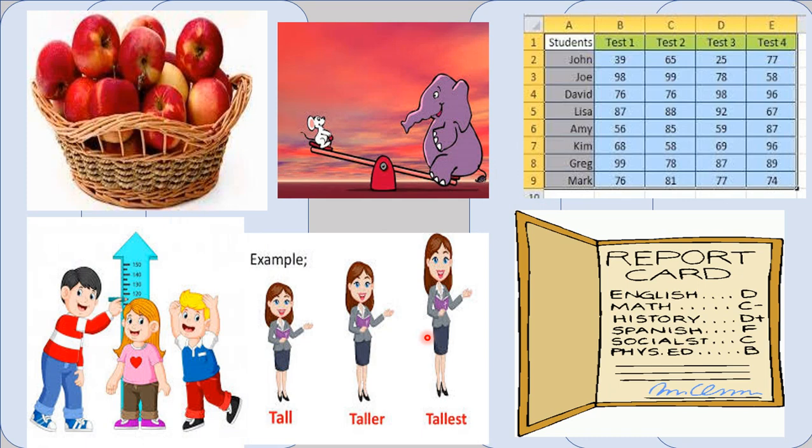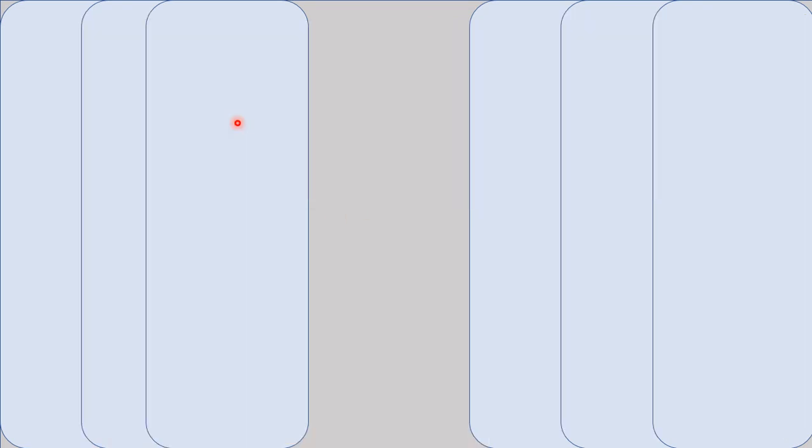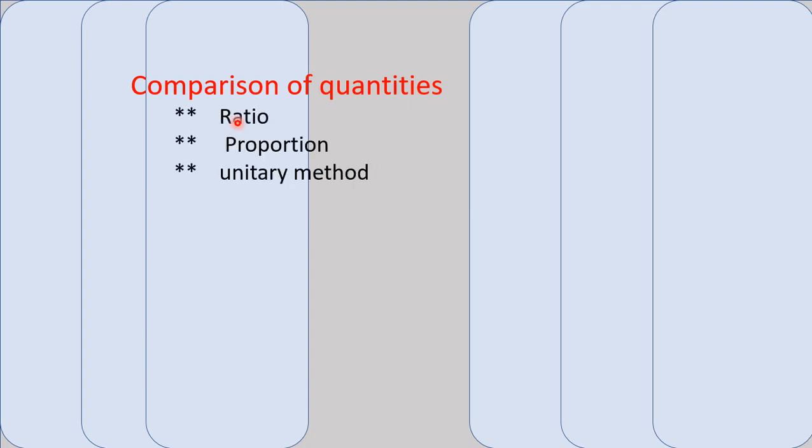So we can compare how many apples are in this basket, who is the tallest, who is the heavier or who is the heaviest, who scored more marks, in which subject I got good marks. By the report card we can observe. So the quantities are compared in terms of ratio, proportion by the unitary method, and by using the percentage.